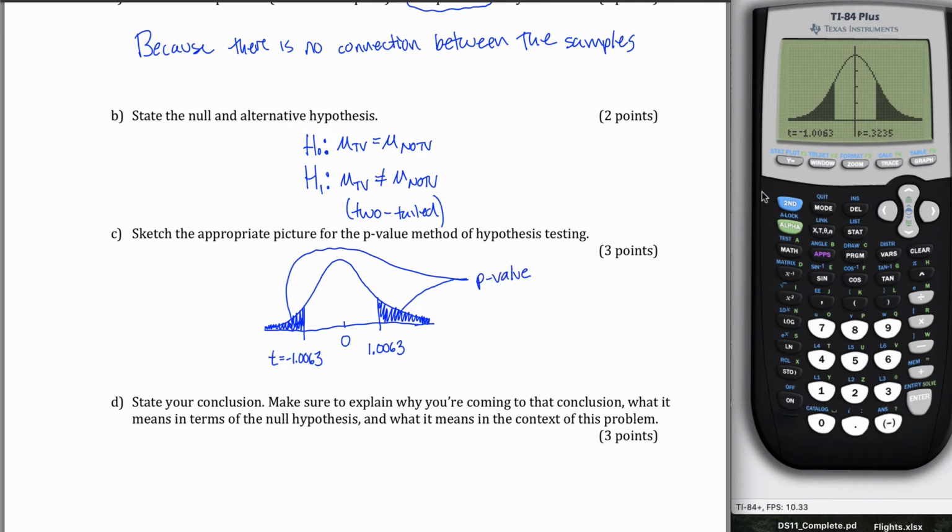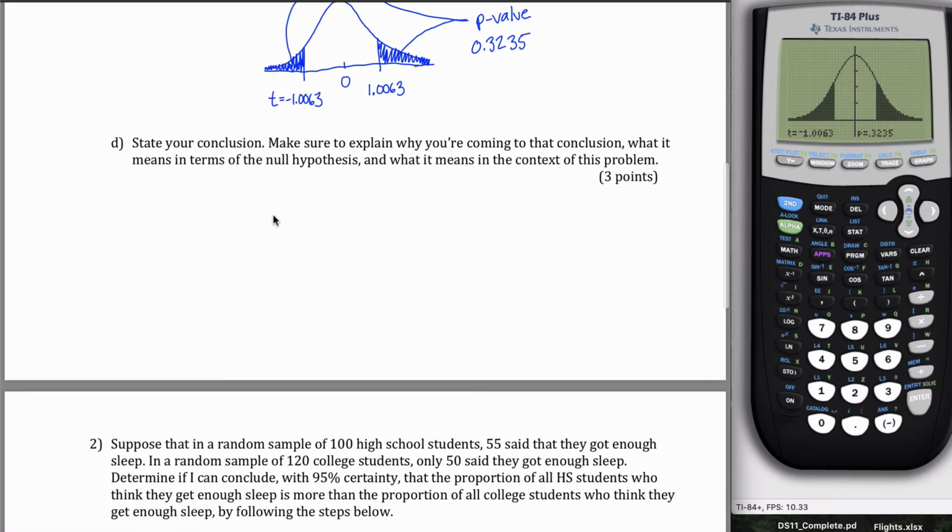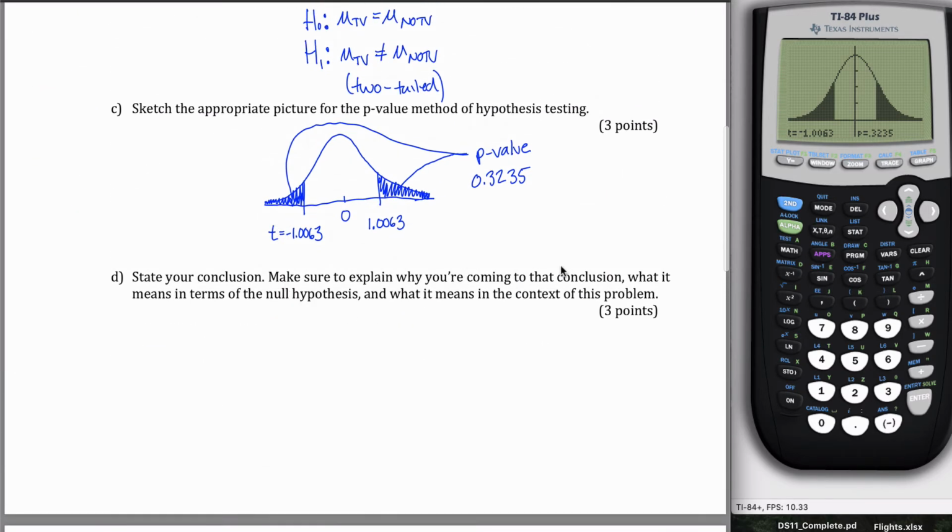In this case, it's about 30%, 32.35% is my p-value. It's a large number, quite a bit larger than alpha. That's what's relevant because we're making our conclusion. When you're making your conclusion, I tell you to do three things. I ask you to tell me why you're doing what you're doing.